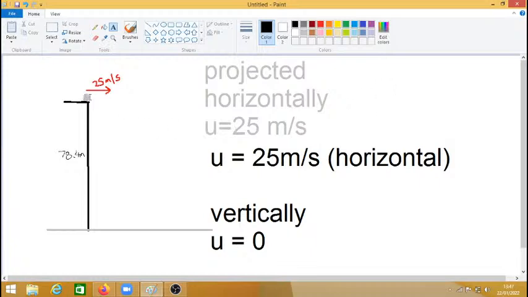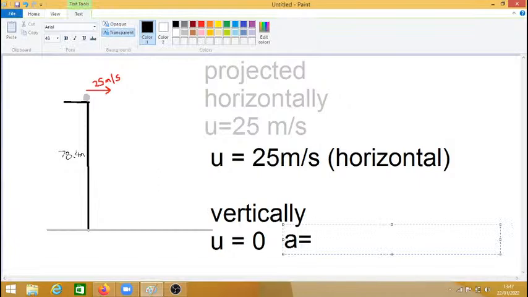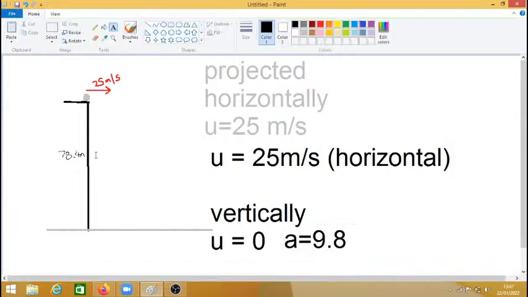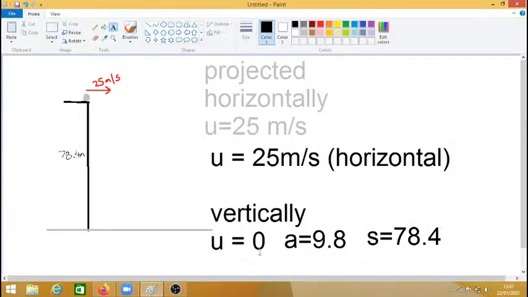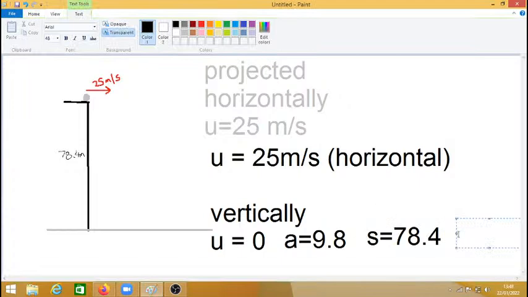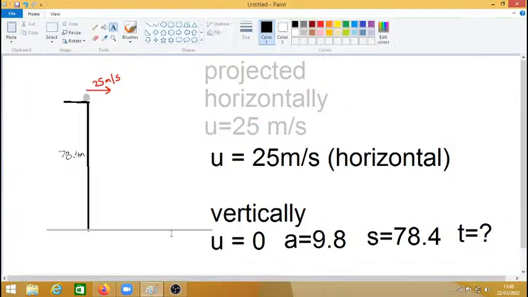We know that the acceleration going down is going to be due to gravity. So vertically, the acceleration is going to be due to gravity, and that's 9.8 meters per second squared. We know vertically the distance is 78.4. So let's write that down as well. We don't know the time. The time is what we're trying to find out. We don't know the velocity when it hits the ground. We don't know that vertically for sure.